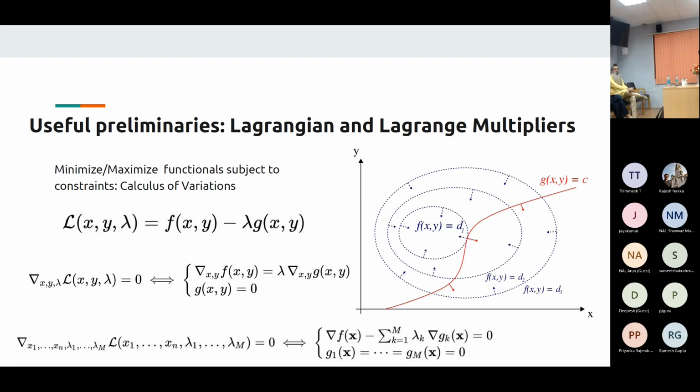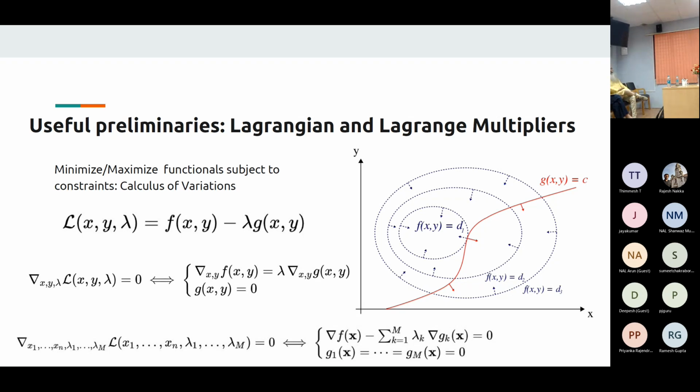If this is the function to be maximized or minimized, and G is the function that is a constraint, you can pose a Lagrangian in this form, F minus lambda G, where lambda is the Lagrange multiplier. Which means if you take the variation of the Lagrangian equal to 0, all 3 components, or the partial derivatives, would also be 0.